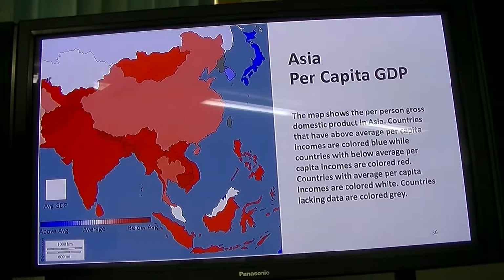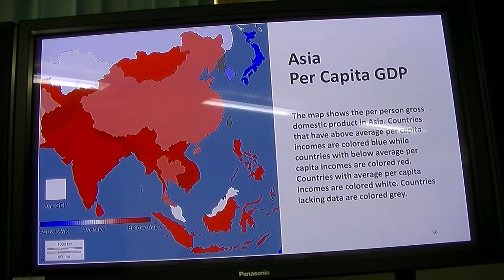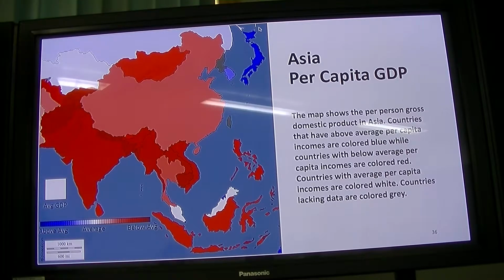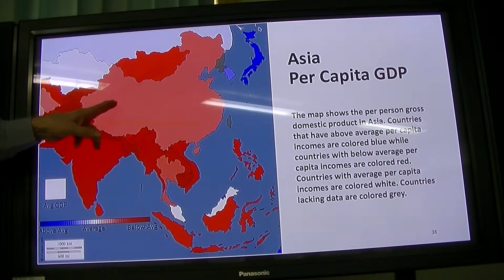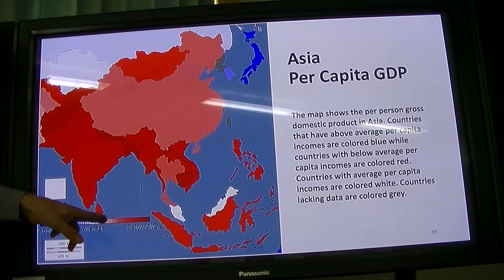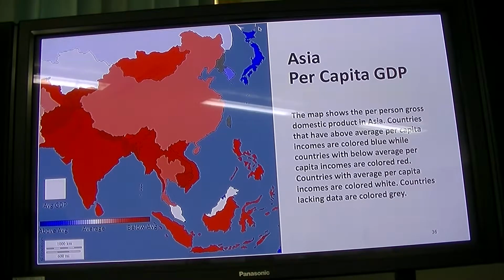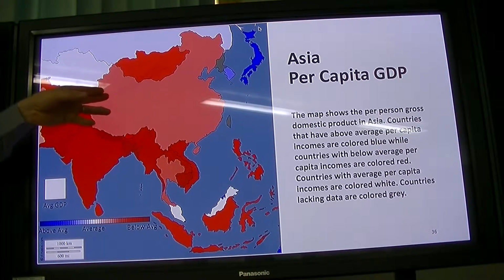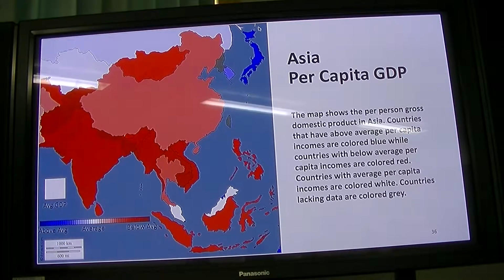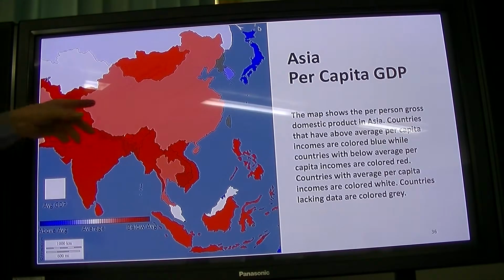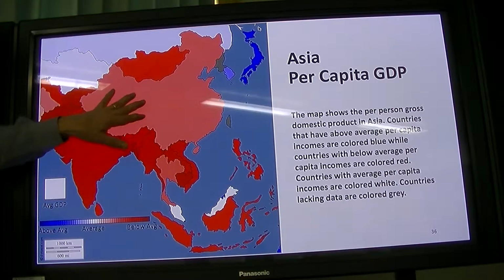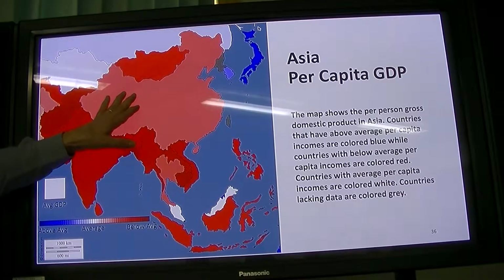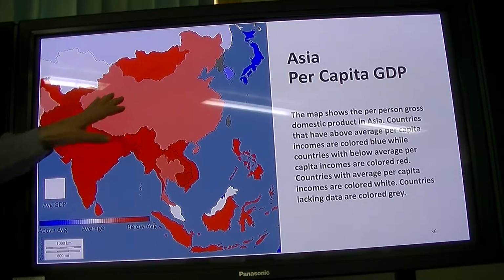Asia per capita. This is the most rapidly developing part of the world. What's interesting, in my lifetime, in fact in my adult lifetime, China has gone from one of the poorest countries in the world to, it's a little bit below average. It's still below average, but rapidly catching up. This is a dramatic change, and it's had a dramatic impact on the entire world. 1.3 billion people whose incomes have dramatically increased. So it's still below average, but it's of course a significant change.